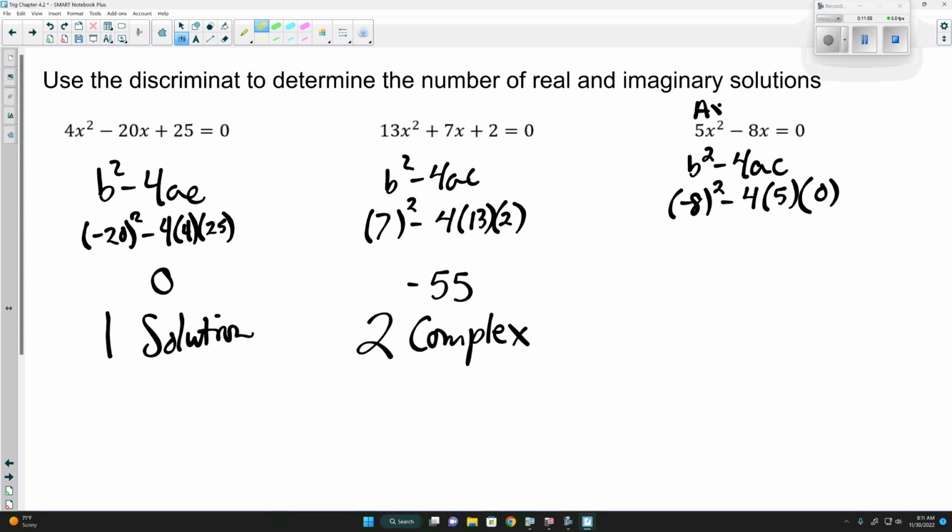Because it's going off of ax squared plus bx plus c, we're adding c to it. Since there's not a constant term there, it's understood to be 0. Anytime a term is missing, it's understood to be 0. Well, that whole section is 0, 8 squared is 64, so we have two real solutions.